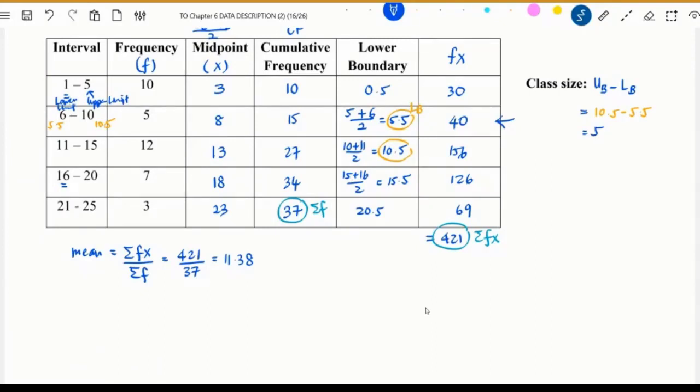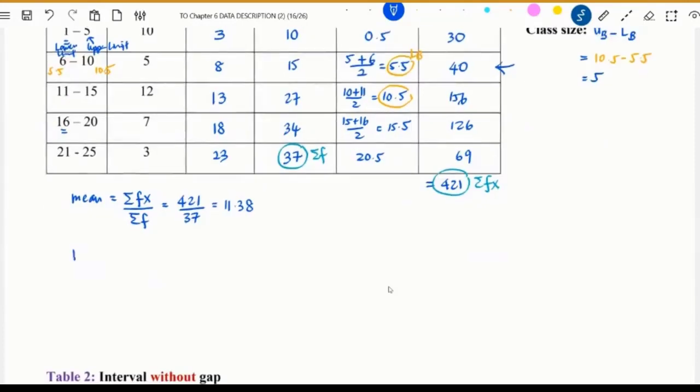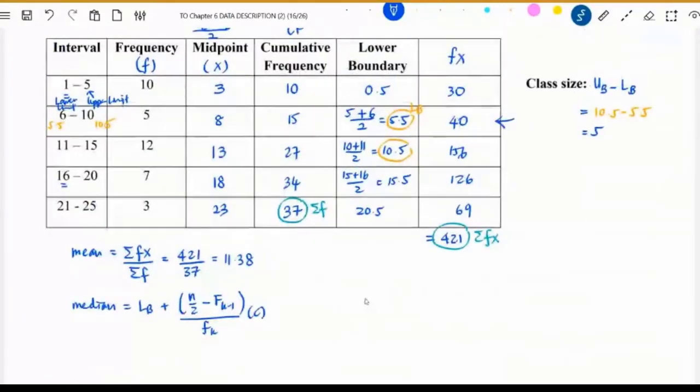So the formula for median is lower boundary plus n over 2 minus fk minus 1, the whole thing divided by fk, times c. Okay, so before you use the formula, you need to know which class the observation lies on. So you need to find the observation first. So 37 divided by 2. What do we get? Which observation?